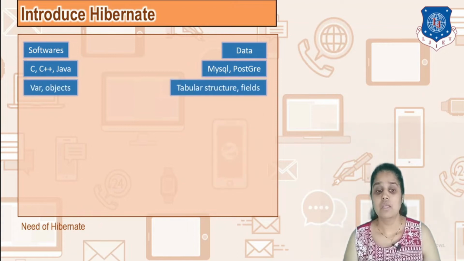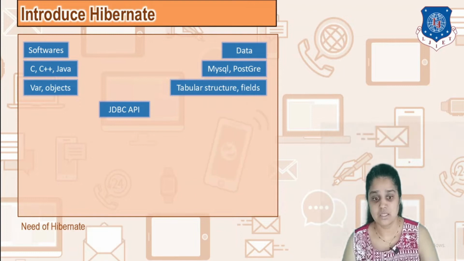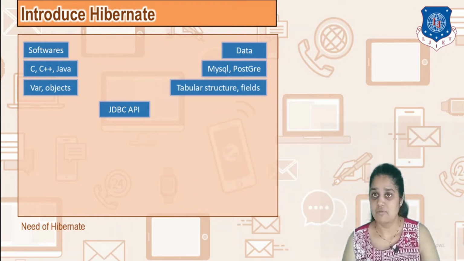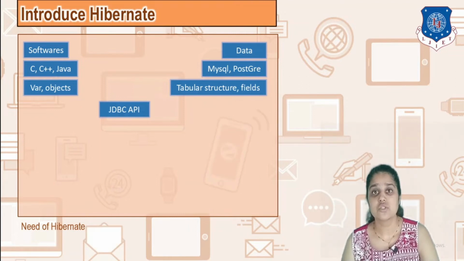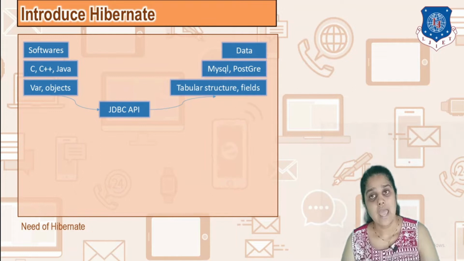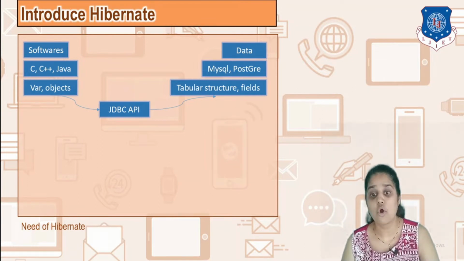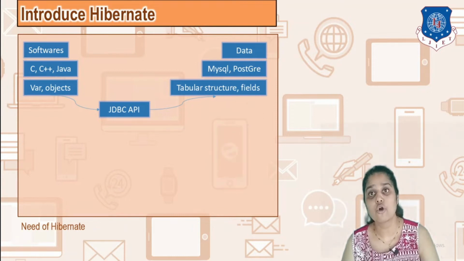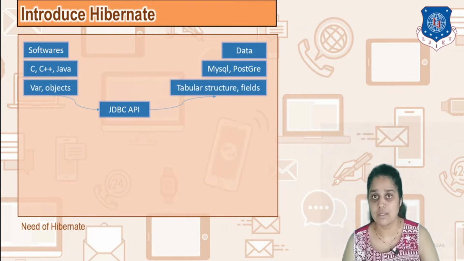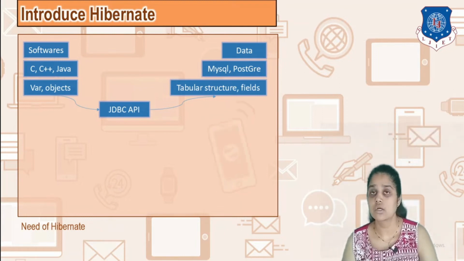This thing you had previously done when you were using something called JDBC. JDBC was an API where you were taking all the things from your program or code which were stored in variables and objects, and you were storing them into tabular structures, in your table columns or fields. So this API was basically helping you to connect all your software code, that is all your Java code, and take that Java code and store it into the table.